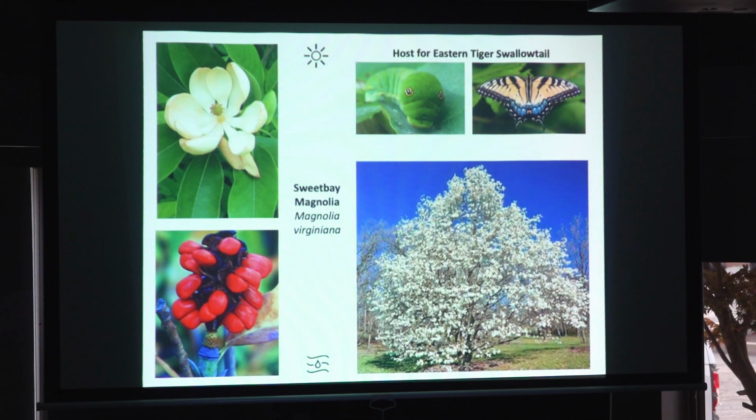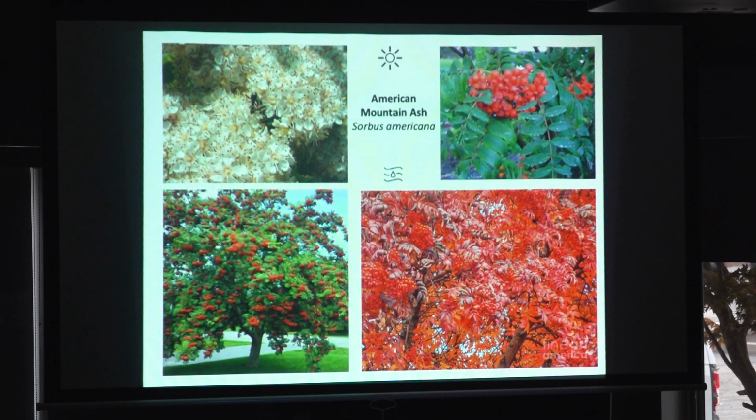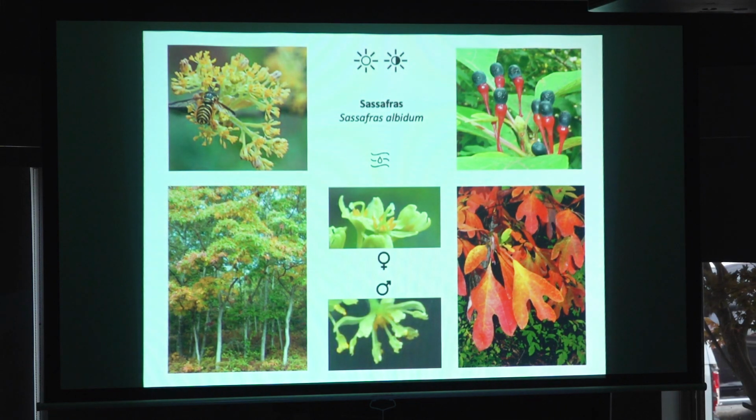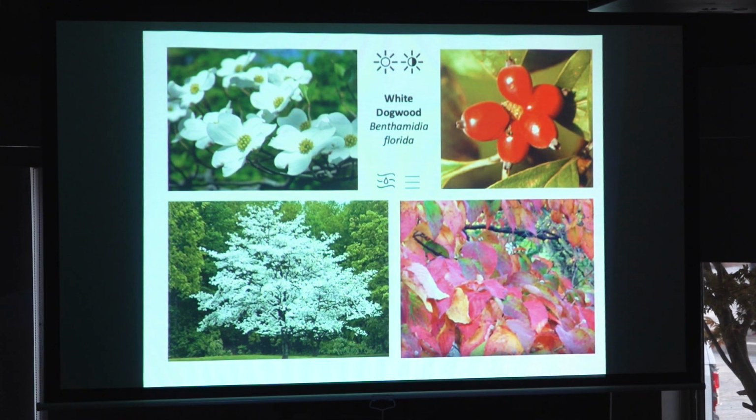Okay, the sweetbay magnolia is a primitive tree. Black gum, spectacular foliage in the fall. Likewise, the American mountain ash. Sassafras, I love its foliage as well. Basswood is also called linden, and honeybees love these flowers. You'll see honeybees just swarming over the flowers when they're in bloom. Any of the dogwoods are popular with bees, and they're popular with birds as well.